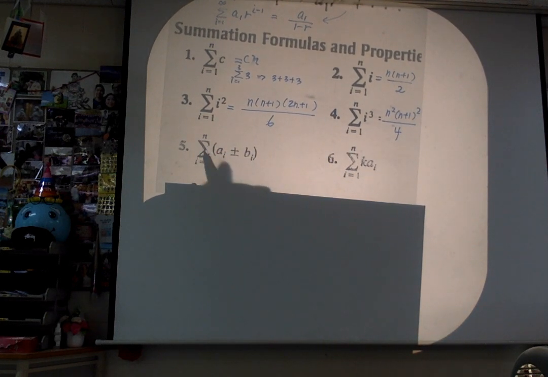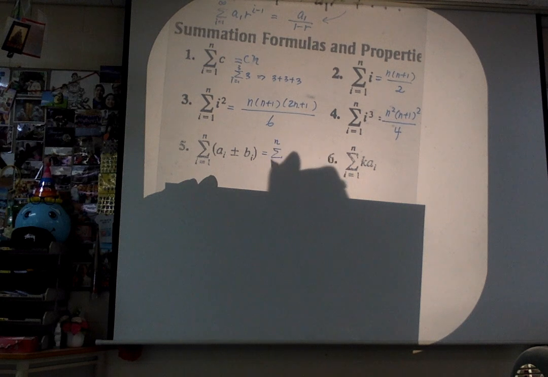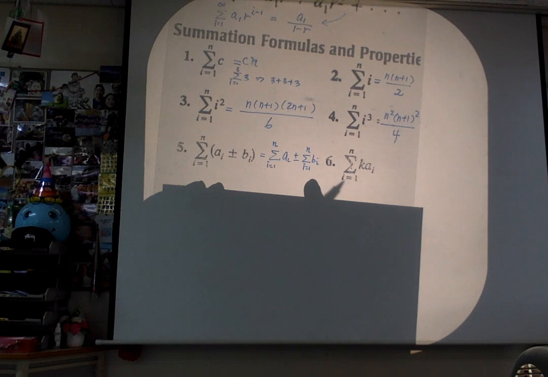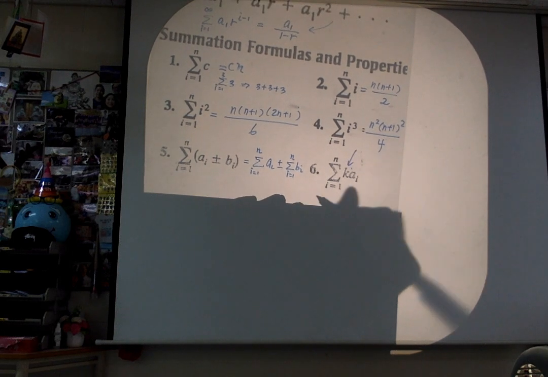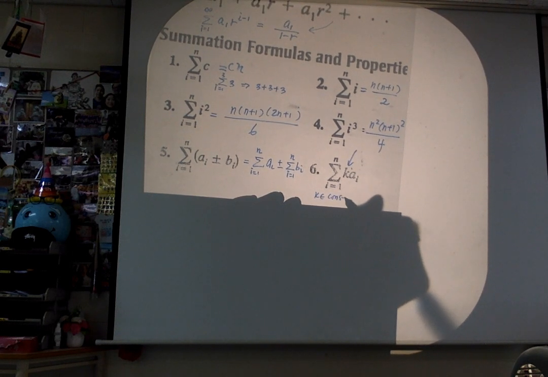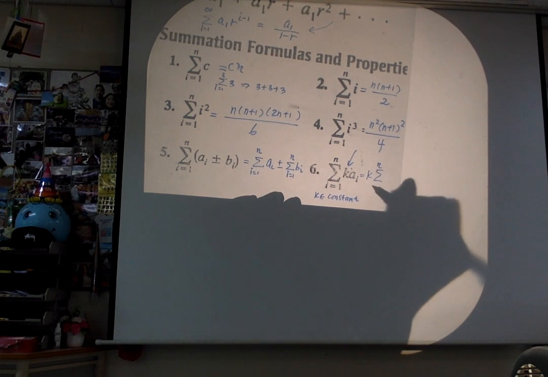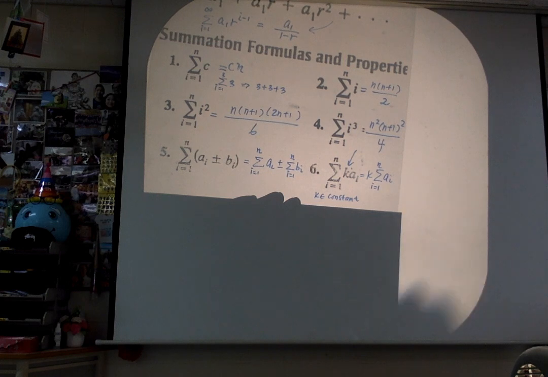If you have the summation from i to n of a sub i plus or minus b sub i, you can separate them. Okay, I'm just giving you some rules here that you can use. Plus or minus the summation from 1 to n of b sub i. Another, so you can separate them. How about here? This k is a constant. Okay? So we can actually pull that k out and just take the summation of a sub i.